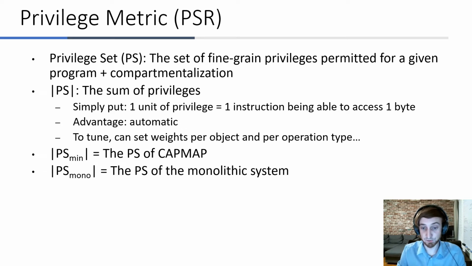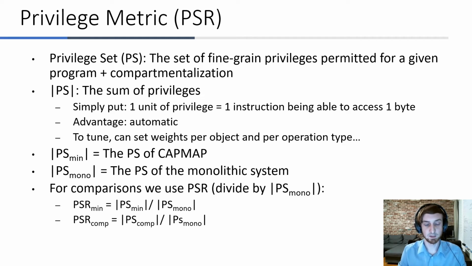On the other side of the spectrum, there's PS-mono, which is the PS of the fully unseparated system, so the complete amount of privilege that would exist in a fully unseparated system. So that's the upper bound on privilege. And then in order to enable us to compare privileges between compartmentalizations, we're going to define the PSR, which is the privilege set ratio, which we get by taking the PS for a particular compartmentalization divided by PS-mono. So for example, PSR-min, the lower bound of PSR, is PS-min divided by PS-mono. And then the PSR for any particular compartmentalization is the PS for that compartmentalization divided by PS-mono.